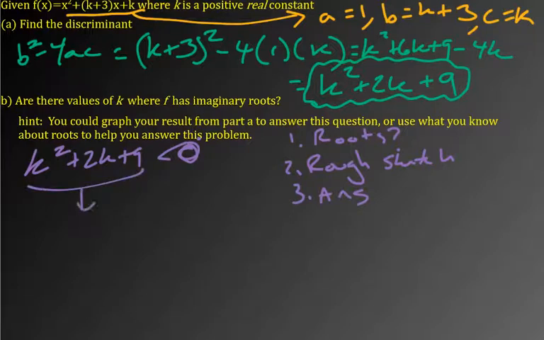This is kind of weird because we're doing quadratic formula inside of a quadratic formula problem, but I need to find the roots of that discriminant, which was a quadratic. So I have to use the quadratic formula.